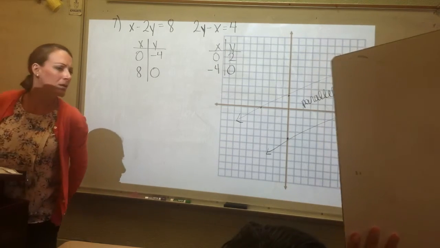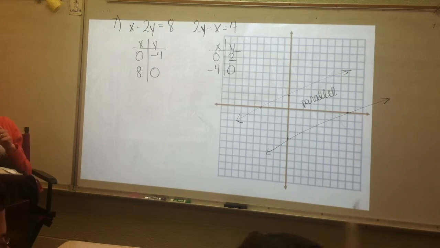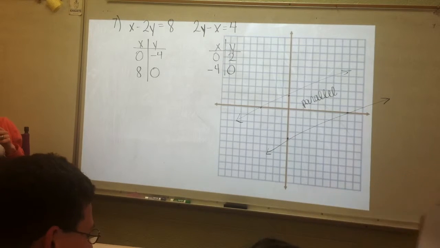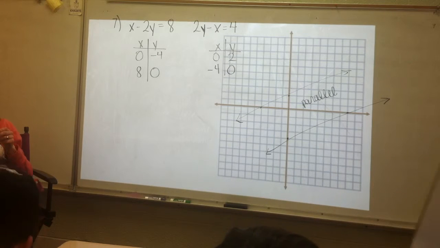But why would it be -4 on the second one? When y equals 0, because it's negative x? Oh, okay. Makes sense. I thought it was minus. Sorry.